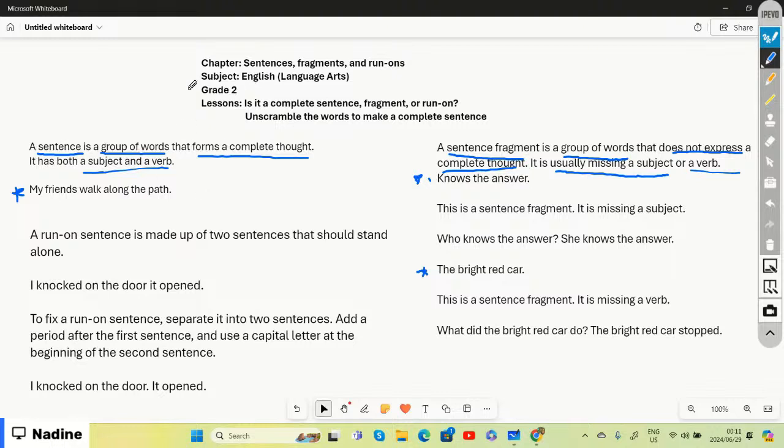All right. So before we go on to a run-on sentence, we said our first one is a sentence, and a sentence expresses a complete thought, and needs to have a subject and a verb. And then a sentence fragment is a group of words that does not express a complete thought, and it's missing a subject or a verb.